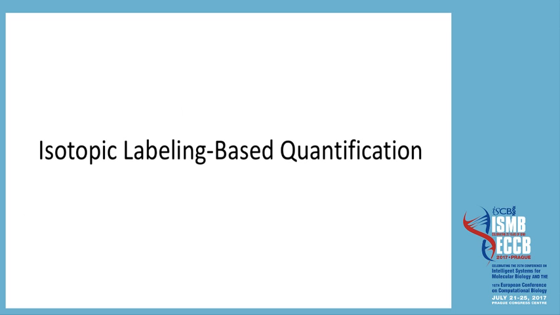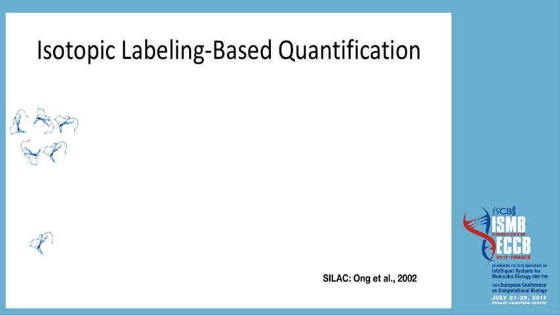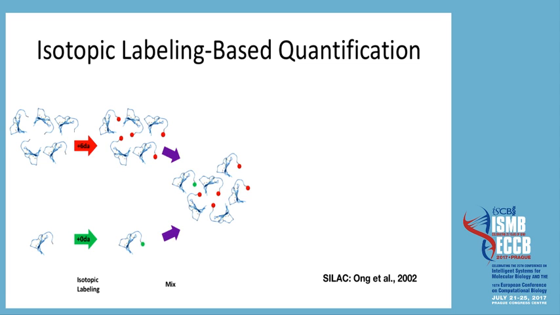I will focus on isotopic labeling-based quantification, because my tool is about isotopic labeling-based quantification analysis. In isotopic labeling-based quantification, the same peptides from different conditions are labeled by labels with almost identical chemical properties, but with different masses. This is an example from SILAC, a widely used metabolic isotopic labeling. The labeling masses are 0 Dalton and 6 Dalton. And they are labeled, mixed, and analyzed in the same LC-MS-MS run.